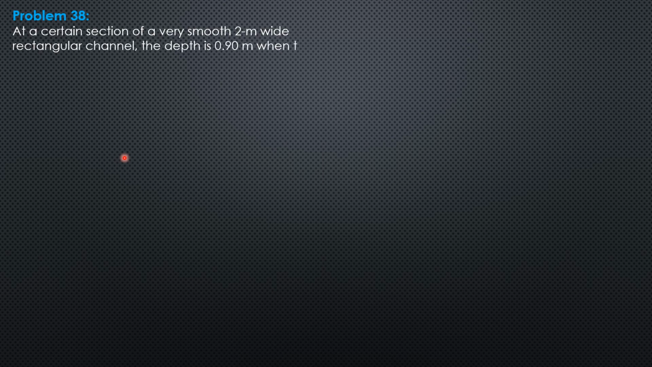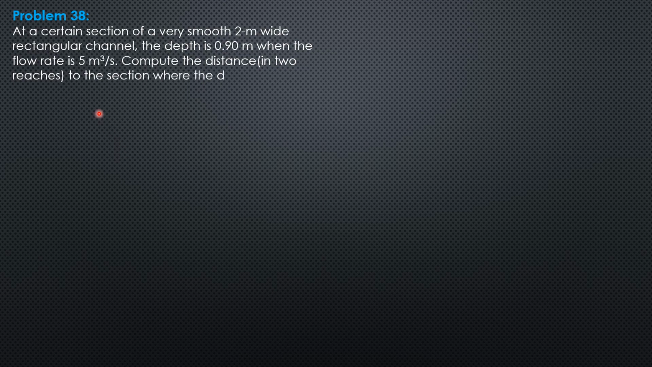Example 38. At a certain section of a very smooth 2-meter wide rectangular channel, the depth is 0.9 meter when the flow rate is 5 cubic meters per second. Compute the distance in 2 reaches to the section where the depth is 1.0 meter if the slope of the bed is 0.002 and roughness coefficient is 0.012. So there are 2 reaches.